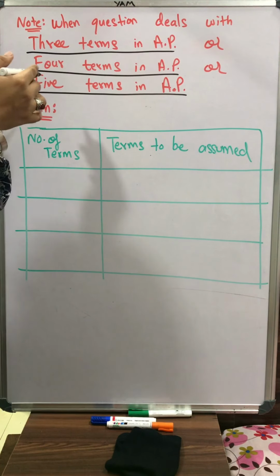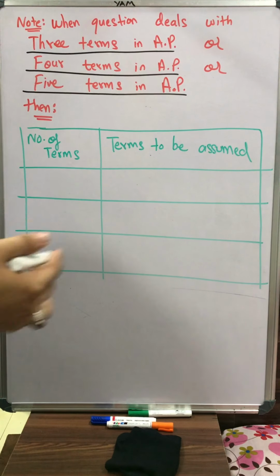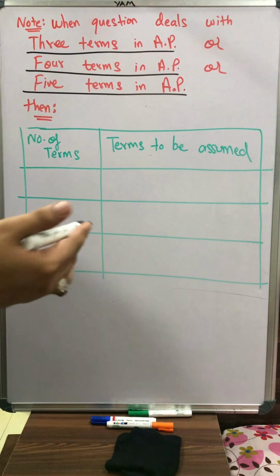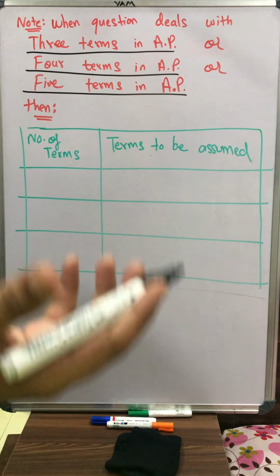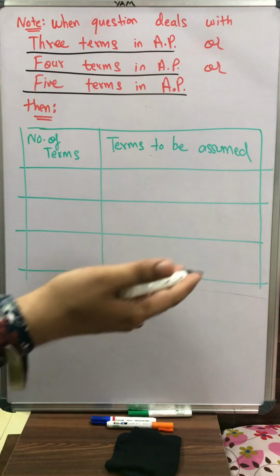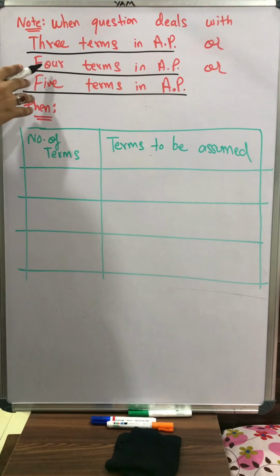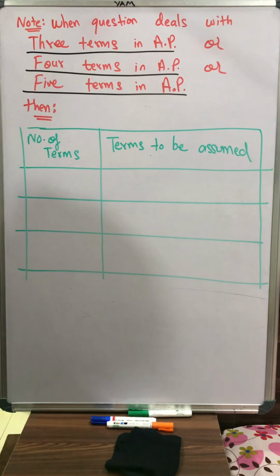Why have I not written 2 terms? For 2 terms it's very simple. We can take one as X and the other we can easily take depending upon the common difference. They ask you for 3 terms, 4 terms and 5 terms. 6 they will not ask, as far as your syllabus is concerned.